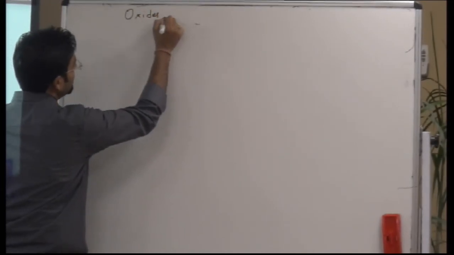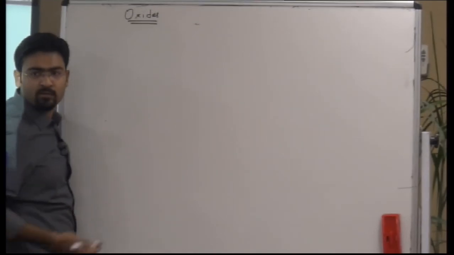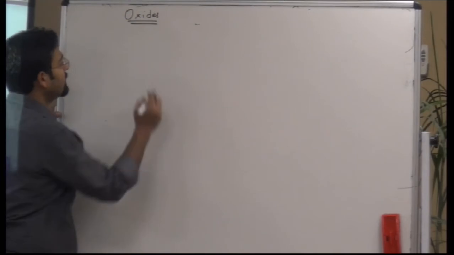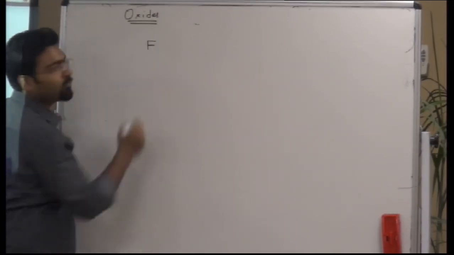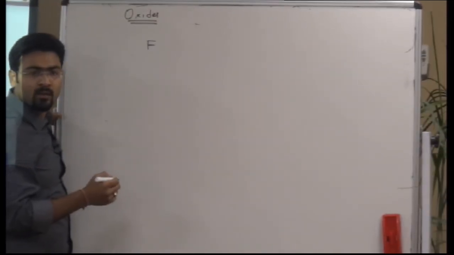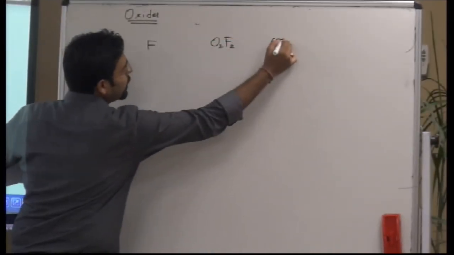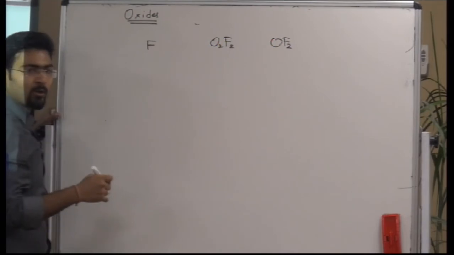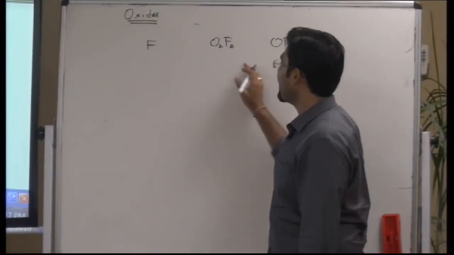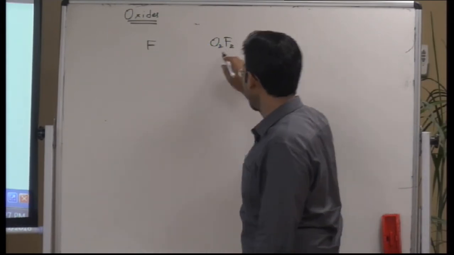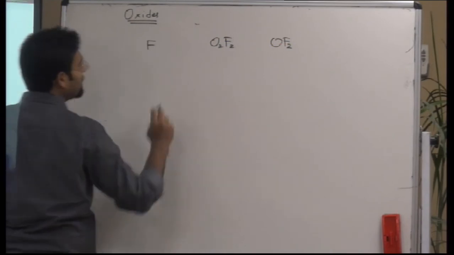Oxides of the halogen family. They form acidic oxides, obviously, because they are strongly electronegative elements and non-metallic in nature. So fluorine does not form oxides. The compounds of oxygen and fluorine, which are O2F2 or OF2, cannot be called oxides because fluorine is more electronegative than oxygen. So such compounds are actually called fluorides of oxygen instead of oxides of fluorine. So these are dioxygen difluoride and oxygen difluoride.